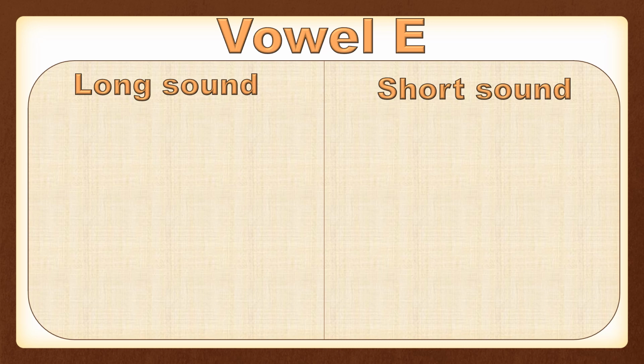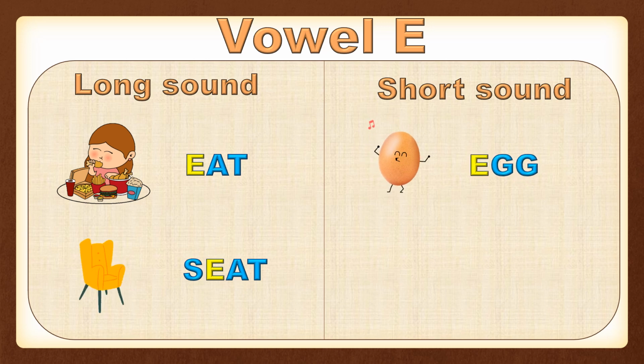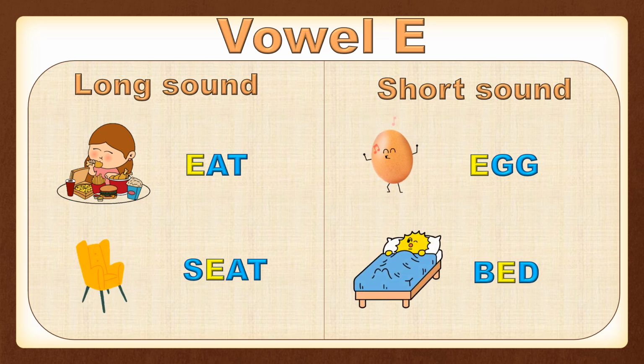First, we will see long sound of vowel E. Eat. I'm saying E, eat. Seat. Coming to the short sound of vowel E. I said egg, egg. Bed. I said egg, bed.